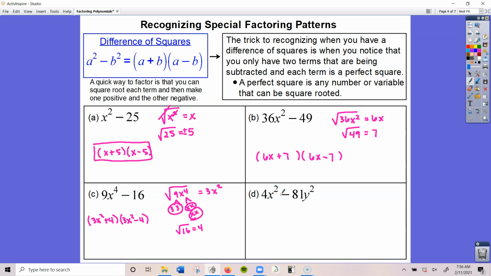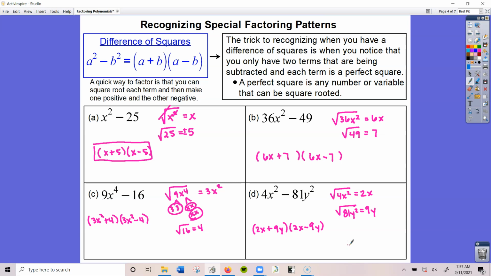Here we have 4x squared minus 81y squared. If I square root 4x squared, the square root of 4 is 2 and the square root of x squared is x. The square root of 81y squared is the square root of 81, which is 9, and the square root of y squared is y. So my factors here would be 2x plus 9y times 2x minus 9y. So that is a difference of squares.